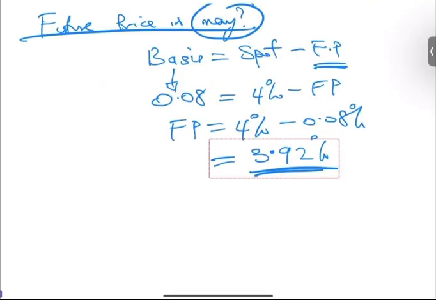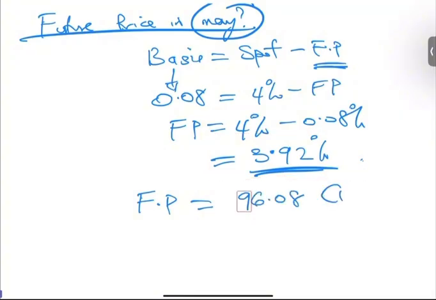But remember, future price is not quoted like this. So you need to quote it properly. If you want to quote it properly, what would that be? 96.08. That's 96.08, and that is 100 minus 3.92.